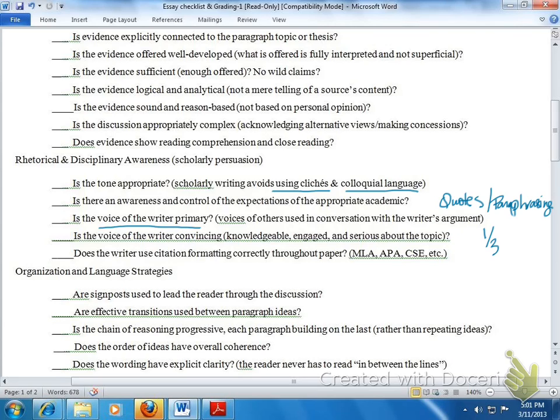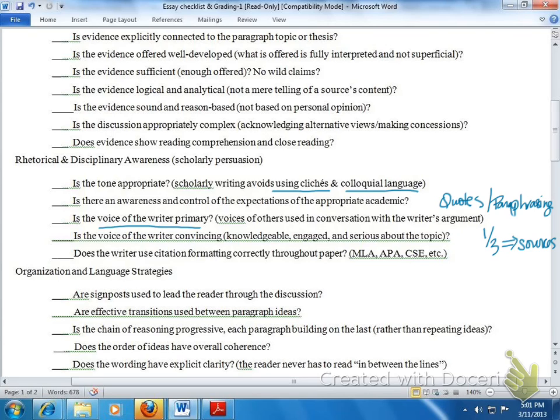So consider that if half of your paper is summary, 50-50, you probably don't have enough explanation or enough analysis. And that's really what we want to know about, because we want to know what you think of the sources you have. Then, is the voice of the writer convincing? Do you sound knowledgeable? Do you use citation and formatting? Hopefully you do. We're going to spend more time on citation and lower level issues next class for our next workshop.